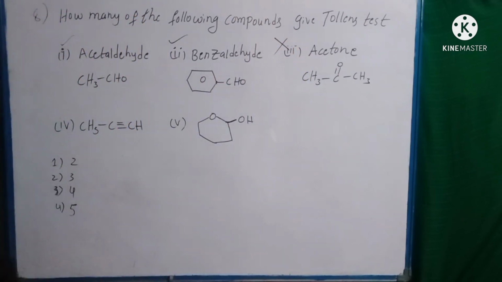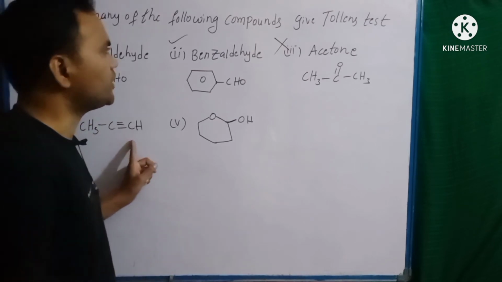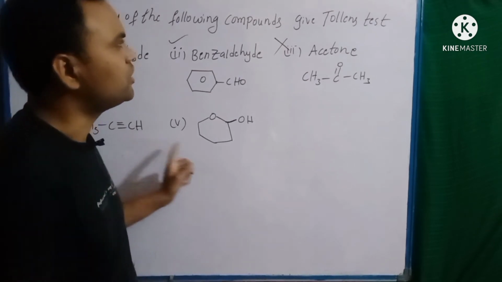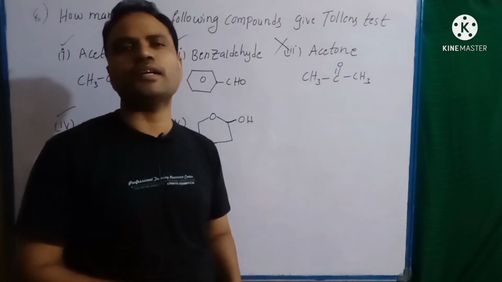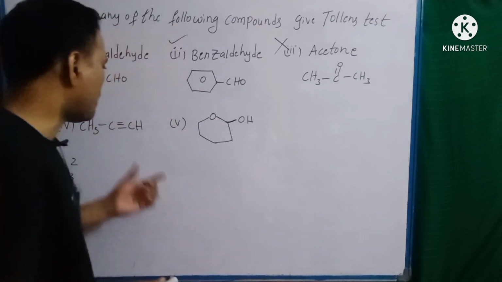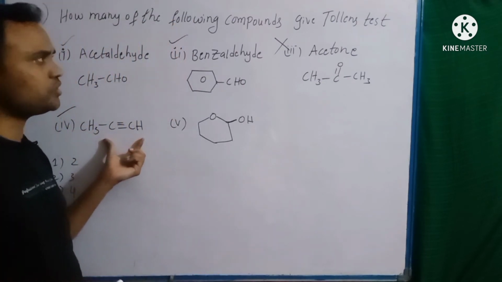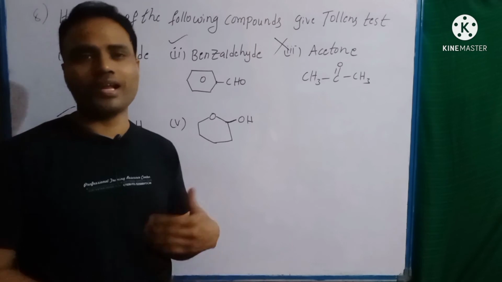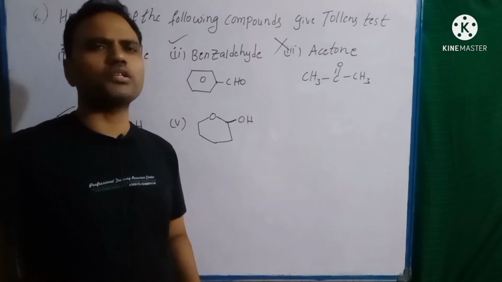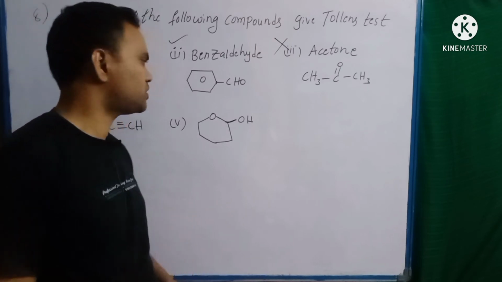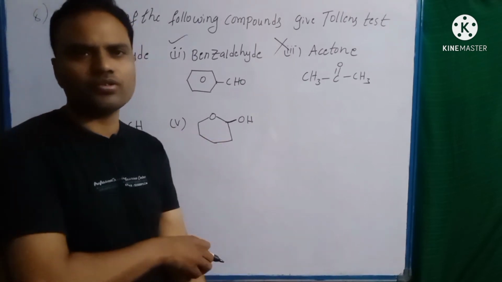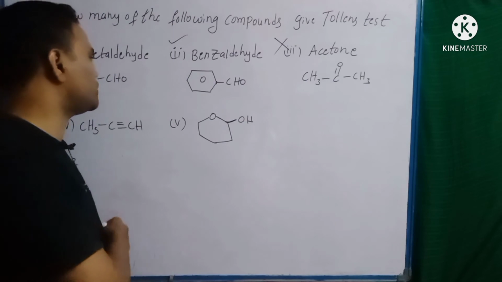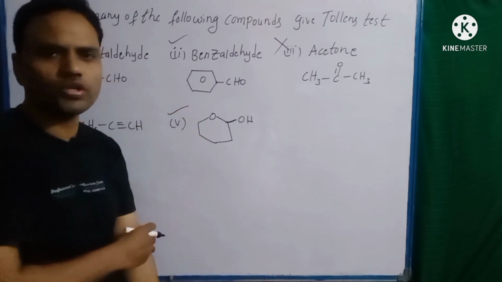And terminal alkynes also give Tollens test. See, this is a very important reaction, Tollens test is used to distinguish terminal alkyne and internal alkyne. Terminal alkynes give positive test with Tollens reagent, whereas internal alkynes do not give reaction with Tollens reagent. Okay, and see fifth one, this is cyclic hemiacetal. Cyclic hemiacetal also gives positive test with the Tollens reagent.